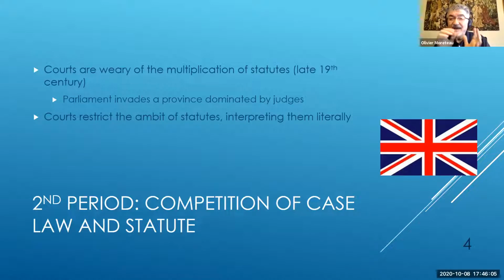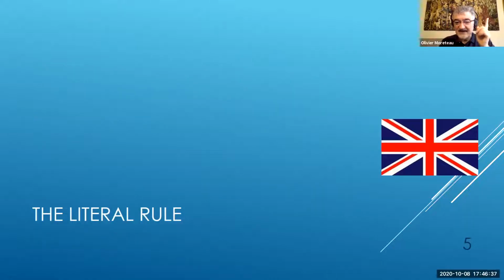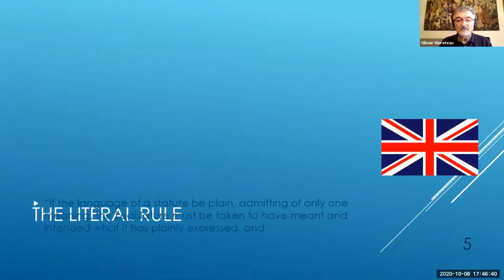And the court's reaction was to try to resist the invasion and restrict the ambit of statutes, interpreting them literally, grammatically, as we are going to see. And this went quite far. And here you will understand why I don't want you to discuss the exegesis method in the civil law as literal interpretation. You want to see where literal interpretation leads you to? Let's get there and look into the literal rule.